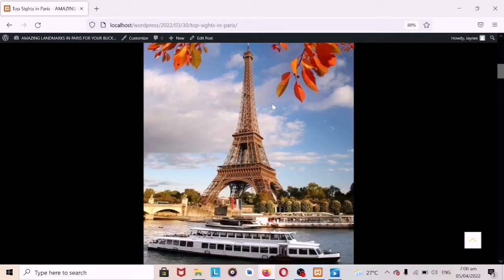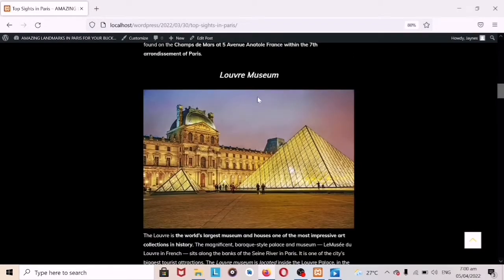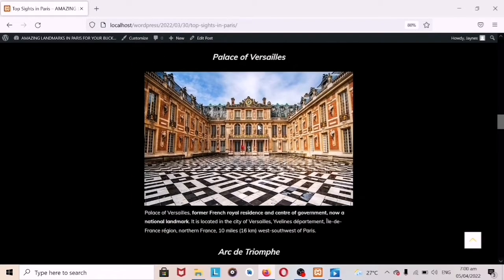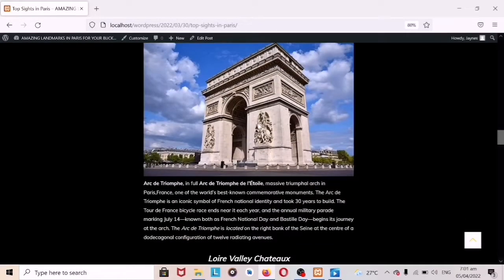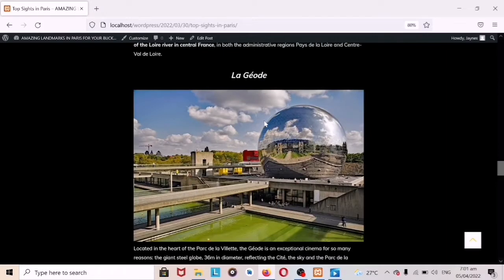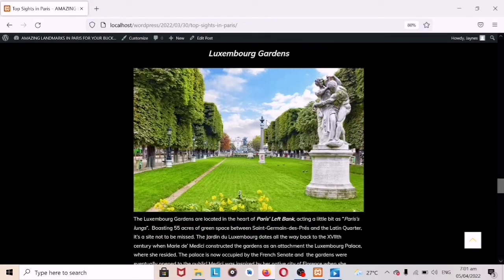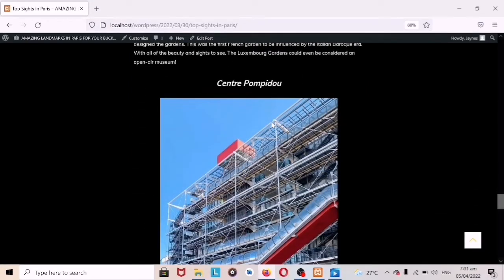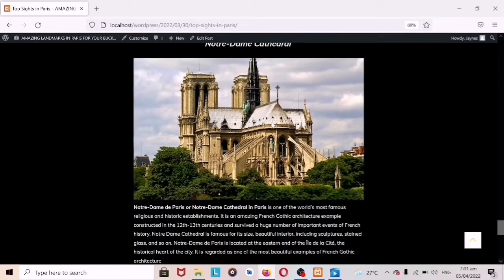The Eiffel Tower. Louvre Museum. Louis Vuitton. Palace of Versailles. Arc de Triomphe, Loire Valley Chateau, La Giode, Luxembourg Gardens, Centre Pompidou, Notre Dame Cathedral.